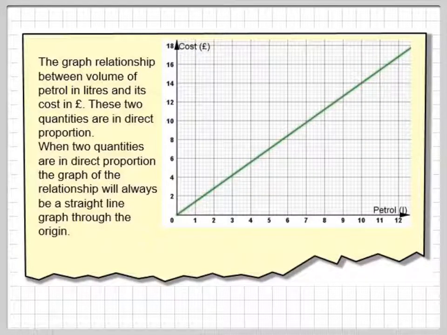Hi, in this video we're just going to look at what is known as direct proportion. It says here the graph shows the relationship between the volume of petrol in litres and its cost in pounds. These two quantities are an example of direct proportion. So when two quantities are in direct proportion, the graph of the relationship will always be a straight line going through the origin.